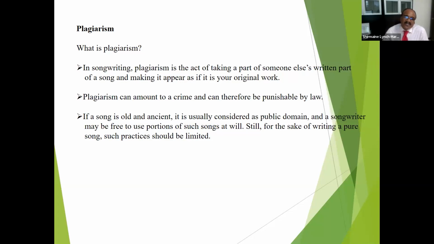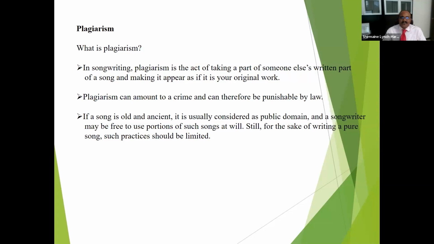In songwriting, plagiarism is the act of taking a part of someone else's written part of a song and making it appear as if it is your own original work, right? In other words, you pretend. It's like cheating, right? Of course. It's a kind of cheating, of course, and you don't want to get involved in that.